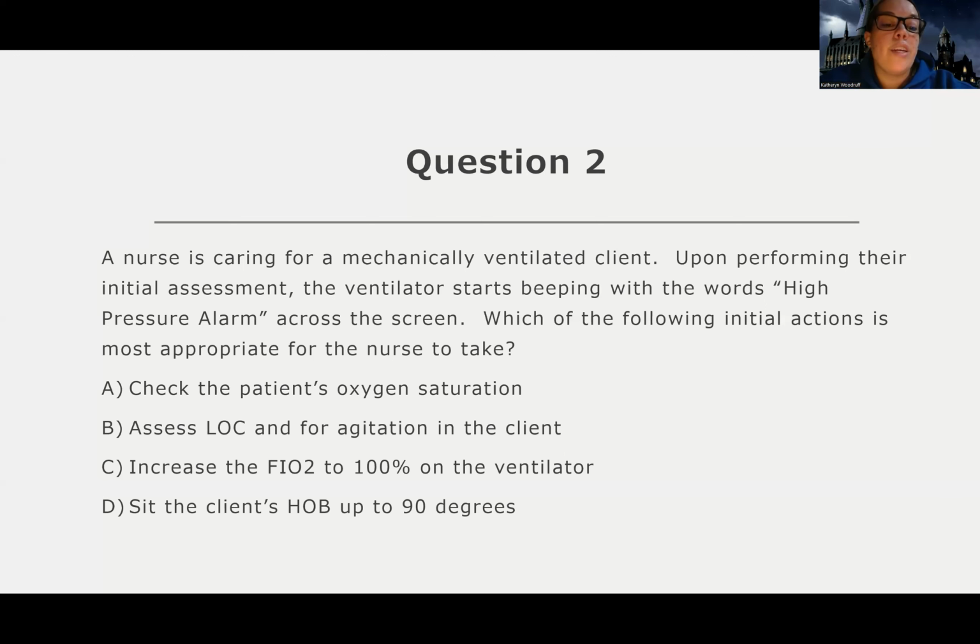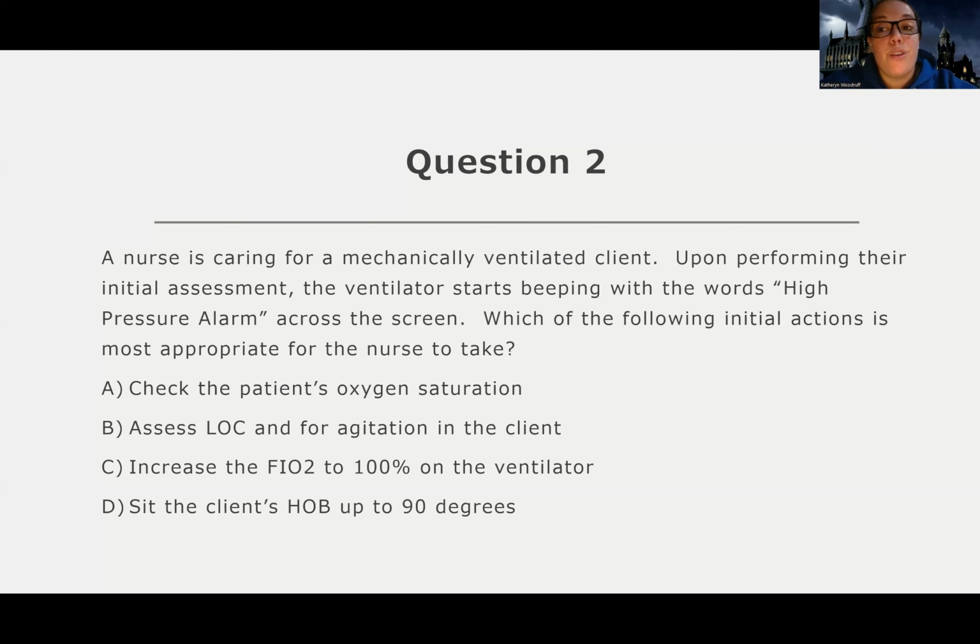The next one says increase the FiO2 to 100% on the ventilator. Okay, well, I like that. That gives them more oxygen, and if they're struggling with something, that might help them. But then I have to go back to my initial thought. Is it going to fix the problem? Sometimes we do things to support the patient along the way, but you'd have to have some idea of what a high pressure alarm is.